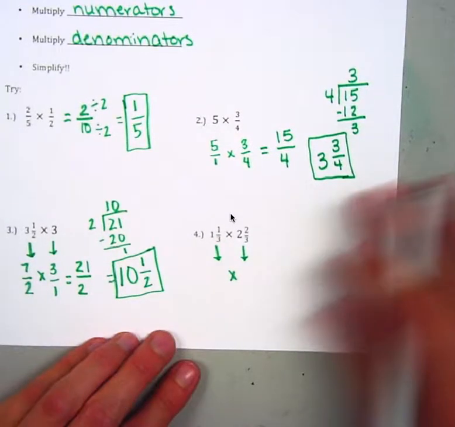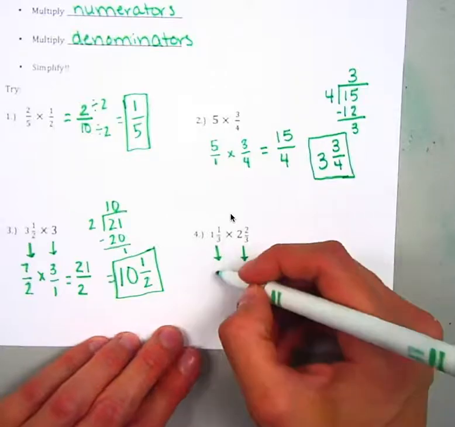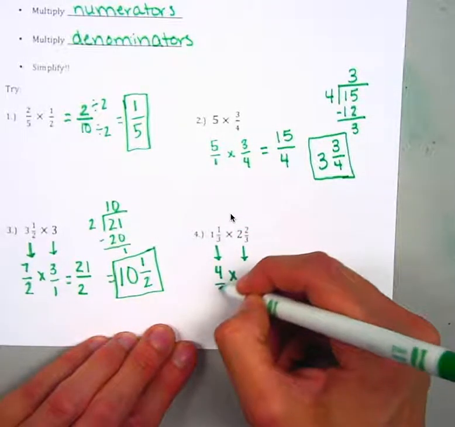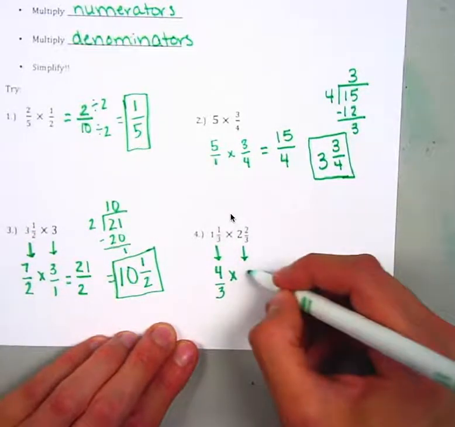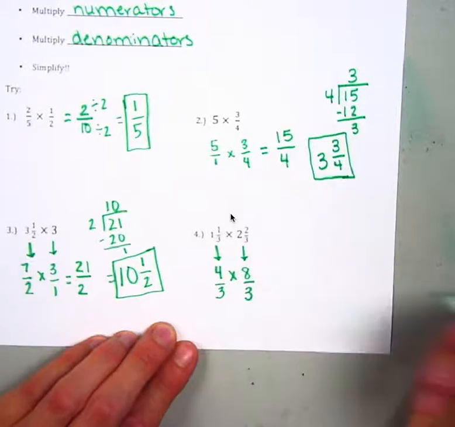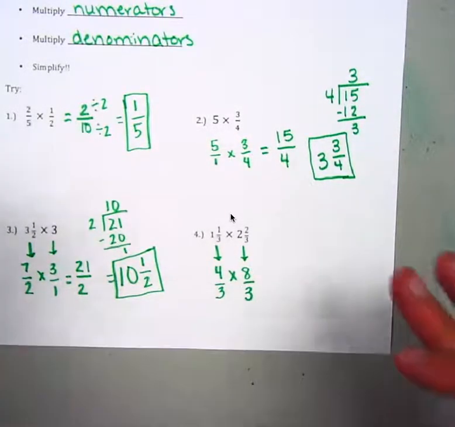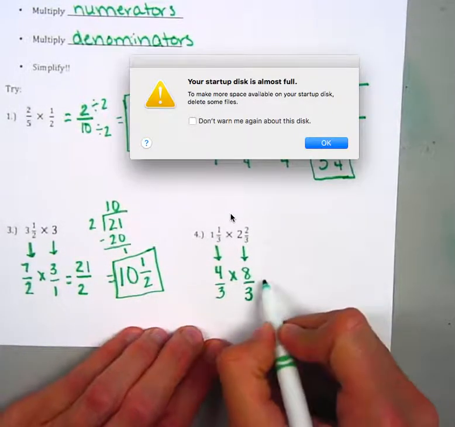And for this one, you needed to make both of these into improper fractions. So 1 and 1/3, 3 times 1 is 3, plus 1 is 4/3. 3 times 2 is 6, plus 2 is 8, 8/3. Now it's okay that these have a common denominator, just be aware that you don't have to make them have one, but it is okay that these do, it's not a big deal.